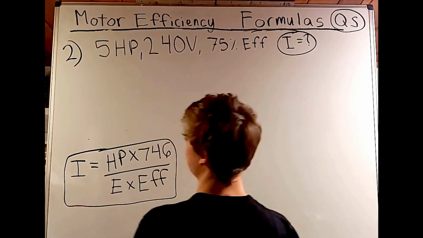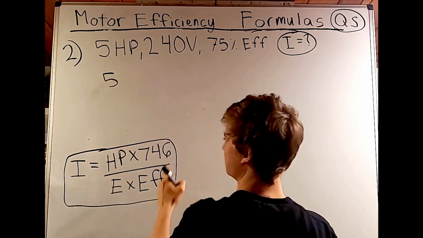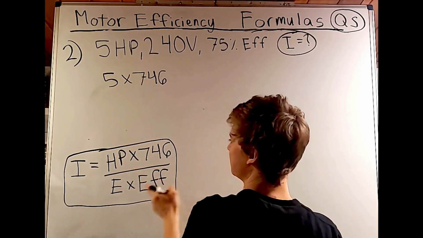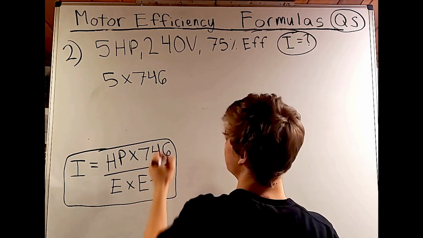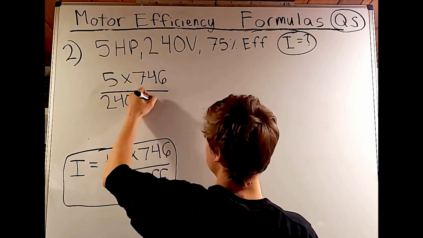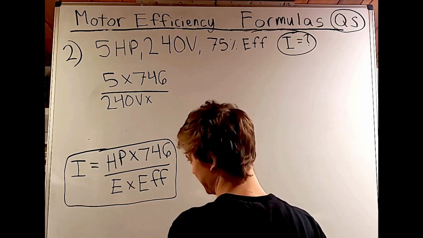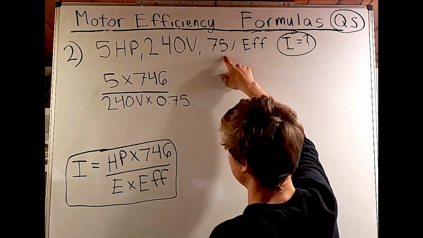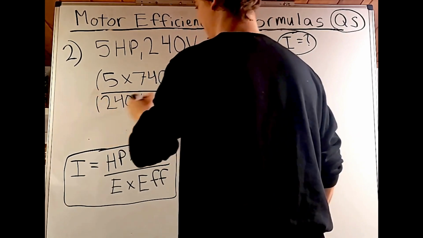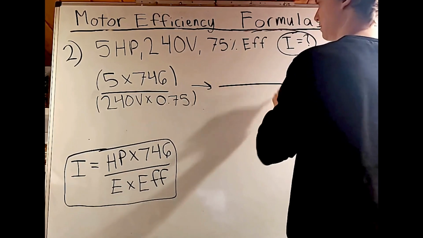Okay, so now I'm going to take that and plug everything in. Now we have the horsepower, which is 5 times 746. That's just the constant. And that is going to be divided by E times EFF. So the voltage, 240 volts, times the efficiency, which remember is a ratio, which is a percentage, and we had 75%, so we're going to have 0.75. Now you're going to first multiply the top, and then multiply the bottom, and then divide both of those.